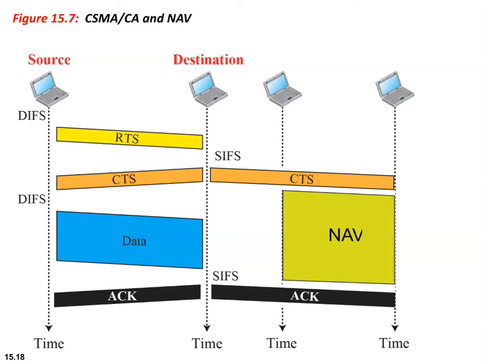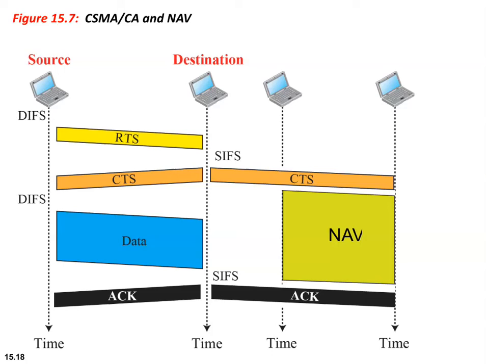That is what we had seen in the last few classes when CSMA CA was discussed. After the source sends RTS, the destination waits for SIFS, which is the short interframe space, and then sends a CTS, which gives the indication that the destination is ready to receive the data, and then the data will be sent from the source to the destination.